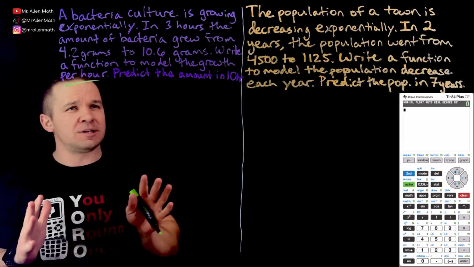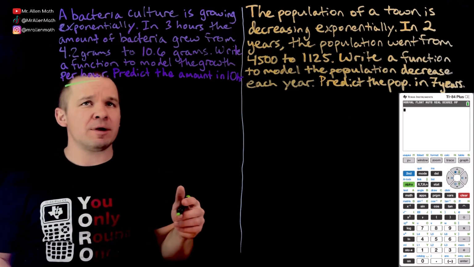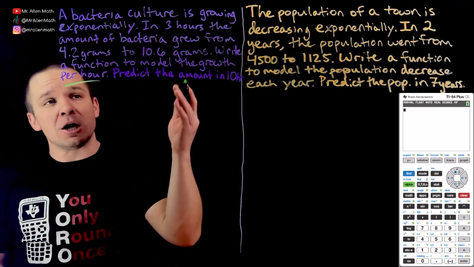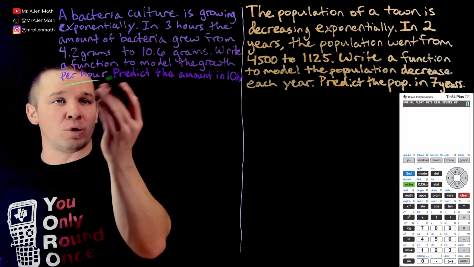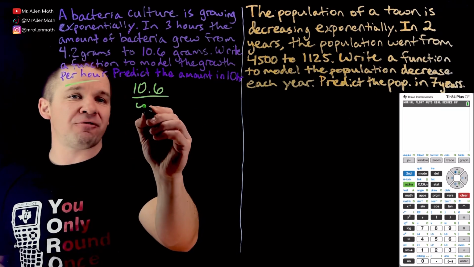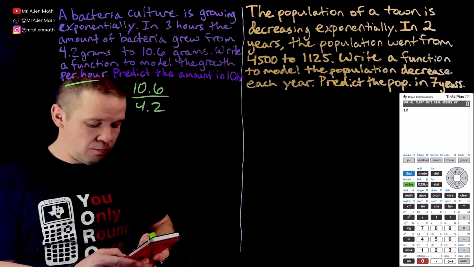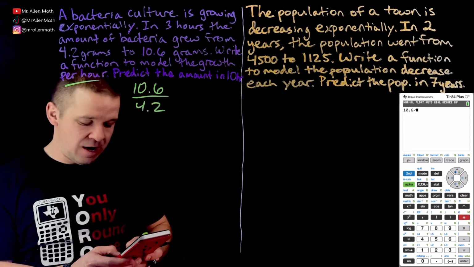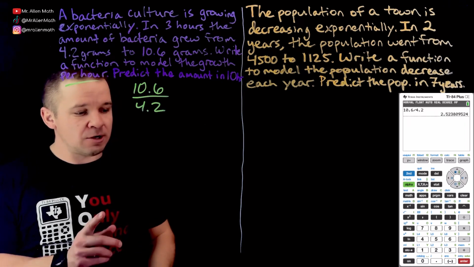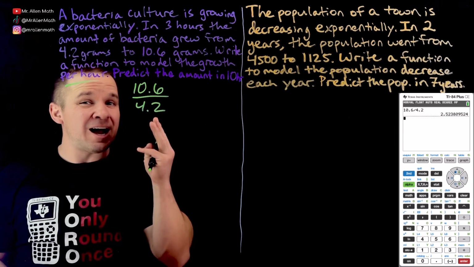Okay, so let's see here. We got to figure out what percent it is growing by. And the way we could do that is by taking the new amount, dividing it by the original amount, okay? So 10.6, divide that by 4.2. Let's see what we get there in the calculator. 10.6 divided by 4.2. All right, so I get 2.52, but that's over the course of 3 hours.